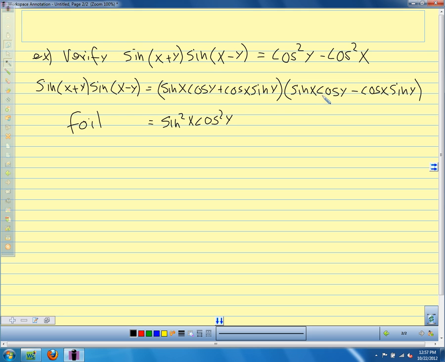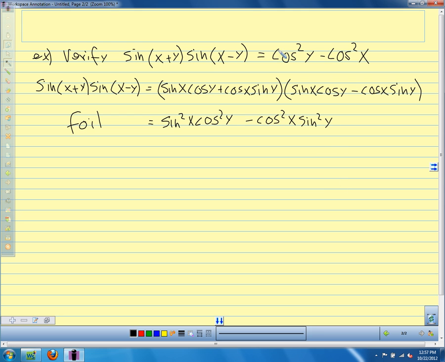So those two cancel. I get a minus something here, and I get a plus the same thing here. So those cancel, those go away. They add up to 0. And then for my last term, I get a minus cosine squared x times sine squared y. So that's from multiplying this times this. I get the minus sign from there.